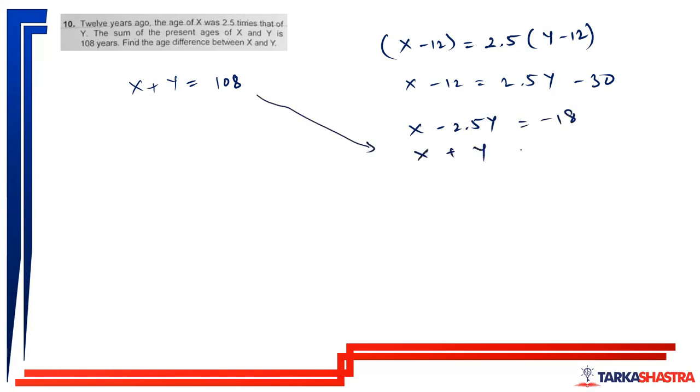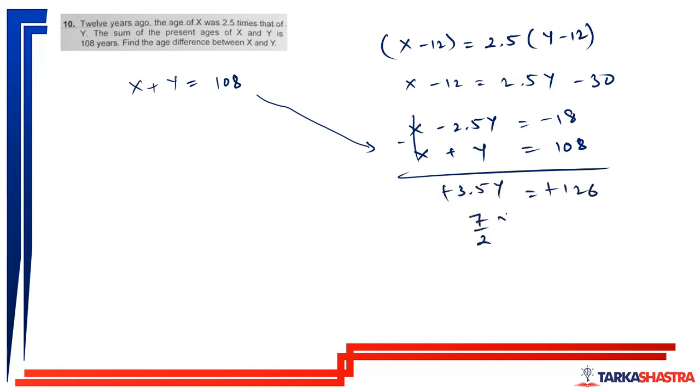x plus y is equal to 108. Subtract करेंगे तो ये गया. This is minus 3.5y is equal to minus 126. So minus minus plus हो गया. 3.5 को मैं 7 by 2 y लिख सकता हूँ. 7 by 2 y is equal to 126. This is 7 ones are. तो कितना हो जाए 56. तो 18 twos are 36. तो y की वैल्यू कितनी है मेरी 36.